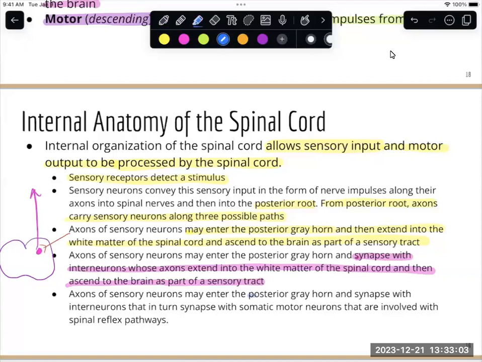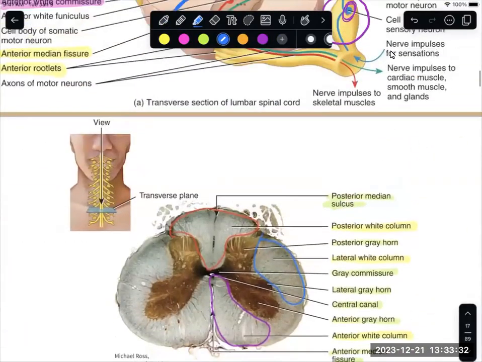My last option, it can enter that posterior gray horn. It can synapse with an interneuron that synapses with the motor neuron. And this is how our spinal reflexes work. I mentioned before that patellar reflex, when they hit that patellar tendon with that reflex hammer, and if they hit it right, your leg kicks out. That's a type of reflex. Reflexes are processed in the spinal cord and sent right back out.